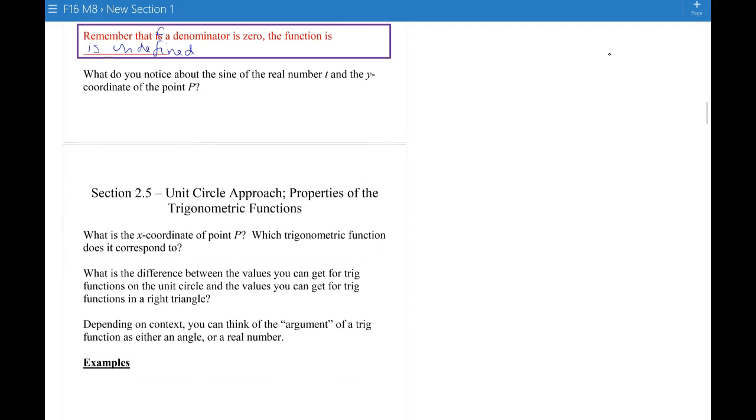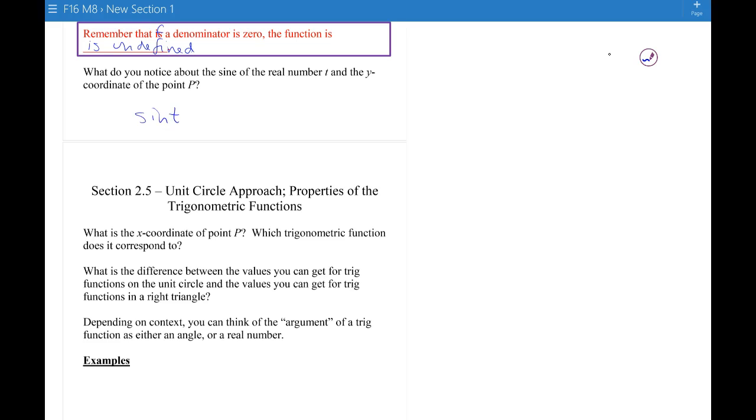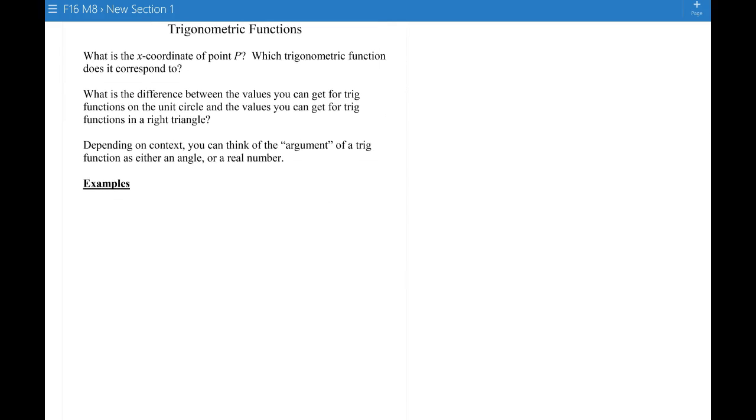So what do you notice about the sine of the real number t? Sine t and the y-coordinate of point P are the same. And what's the x-coordinate of P? A. And which trigonometric function does it correspond to? The cosine. This might help you: cosine t, sine t, those are in alphabetical order. They correspond to the x-coordinate, y-coordinate, or you can call them a, b, of any point on the unit circle. And recall the difference between the values you can get for trig functions on the unit circle and in the right triangle: on the unit circle we can obviously get negative numbers for a and/or b depending on which quadrant we're in.